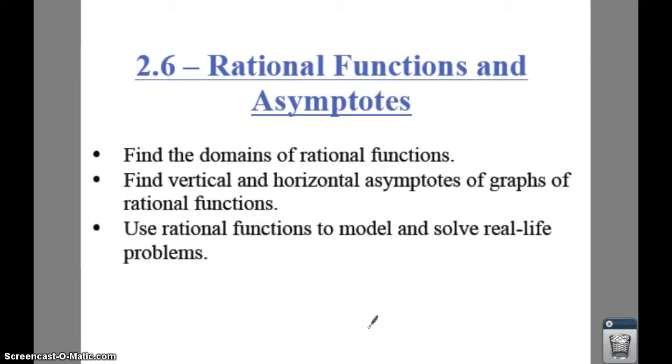So here we're going to be doing 2.6 rational functions and asymptotes. Your objectives for this lesson are finding the domains of rational functions. We're also going to find vertical and horizontal asymptotes of graphs of the functions, and then we're also going to use these functions to model and solve real-life problems. The glory days.